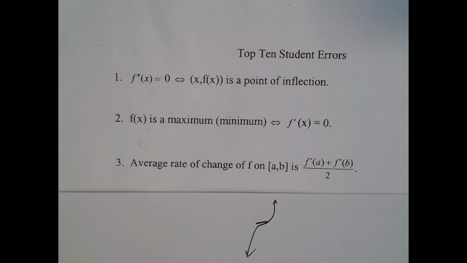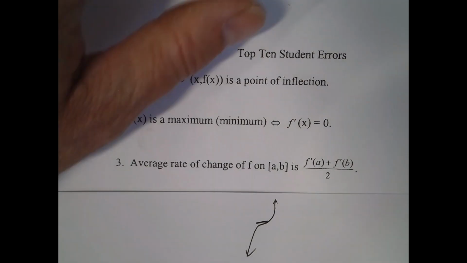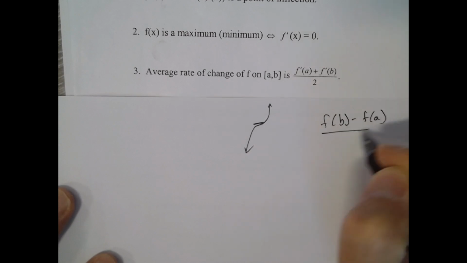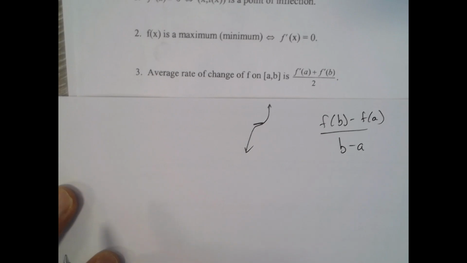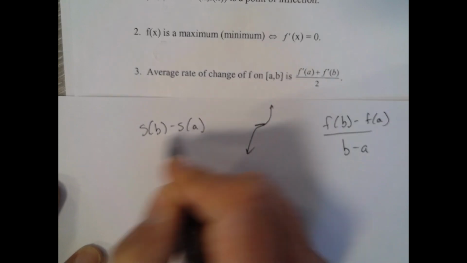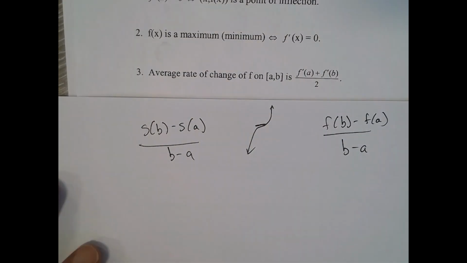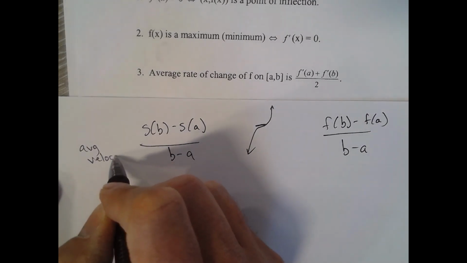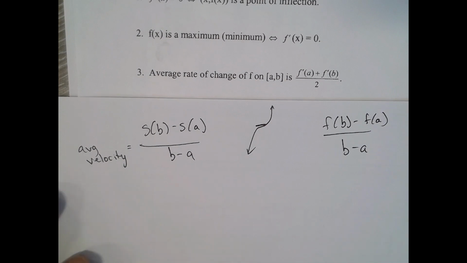Average rate of change: find from A to B, f prime of A plus f prime of B over 2. No, that's not even very close. So average rate of change is just f of B minus f of A over B minus A. If you're looking for the average velocity, it is s of B minus s of A over B minus A. So you don't use the velocity equation, you use the position equation. Average velocity is literally just the slope, the change in y over the change in x.